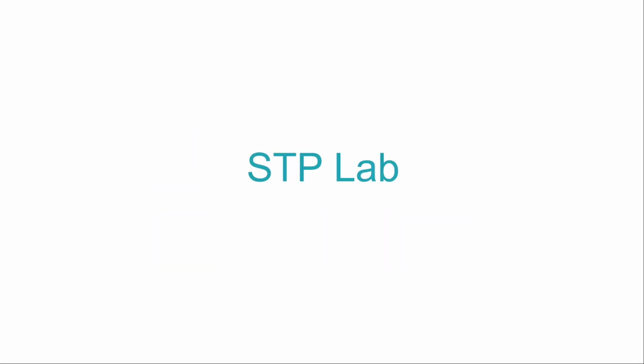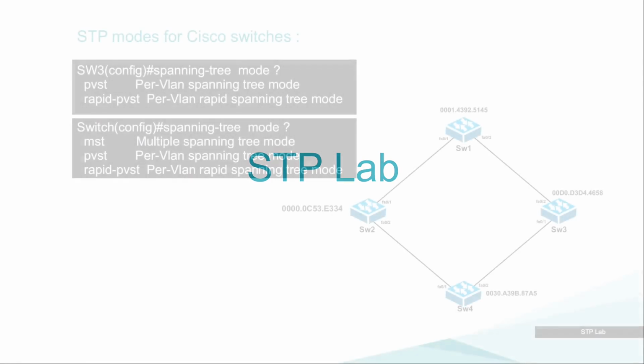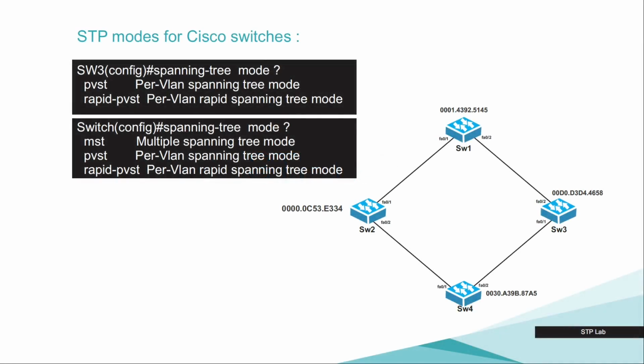In this lesson, we will do the STP Lab. This is the lab that we will do for STP protocol. In our lab, we have switch 1, switch 2, switch 3, and switch 4. There is one redundant link between the switches, and the redundant link is a backup link, and if we remove it, our switches will still can reach each other.